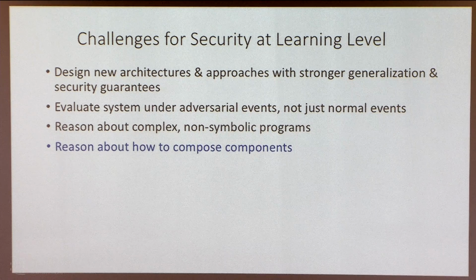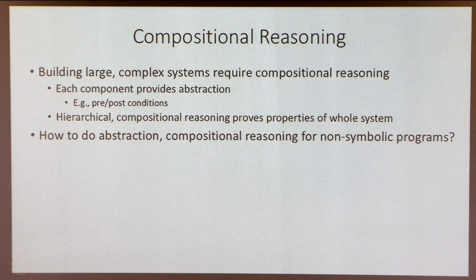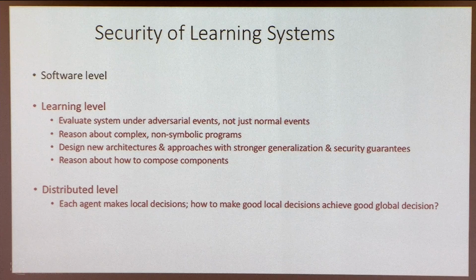And then furthermore, we need to reason about how to compose these components. I think Leon Bottou also, in some of his early talks, mentioned this as well. In general, the way to build large complex systems is through compositional reasoning, where each component provides some abstraction, and then we have this hierarchical compositional reasoning to prove properties of the whole system. But the question is, for these non-symbolic programs, how can we do abstraction and compositional reasoning in this setting? And the list actually goes on very long, and these are just a few examples that I'm listing here due to time limit. And furthermore, at the distributed level, we also have great challenges. For example, in this case, each agent makes local decisions. So how can we make sure that by making good local decisions, we can achieve good global decisions?